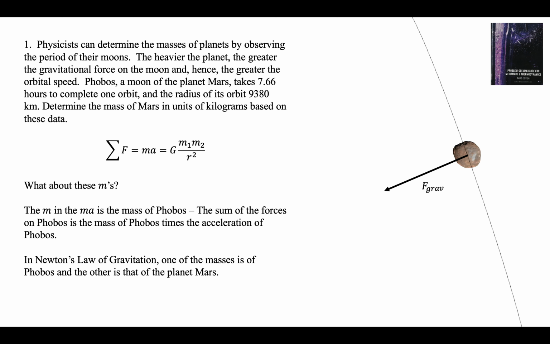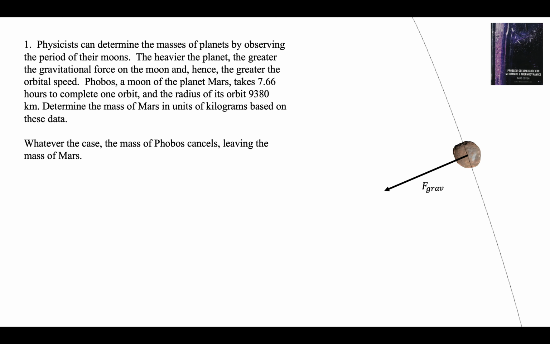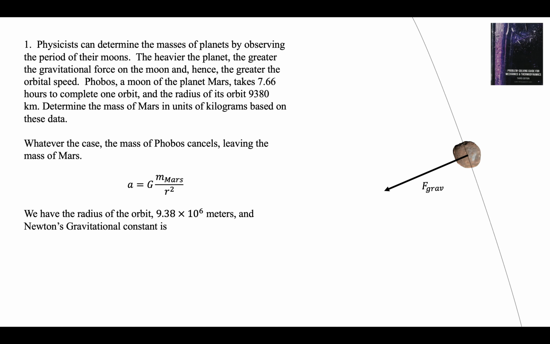So the mass of Phobos is in both sides. It cancels. And we have Mars left. So the acceleration is Newton's gravitational constant times the mass of Mars divided by the distance between them squared.